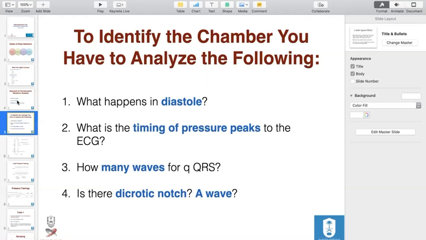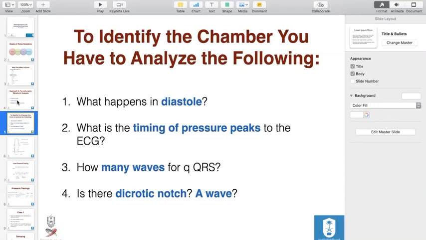Second, once you analyze the waveform by identifying the rhythm, the wave, and the correlation between the two, then you want to see what chamber we are analyzing. You're going to answer four questions. One, you want to see what's happening in diastole in the pressure tracing. If you see an upslope, horizontal, or downslope pressure tracing, that's going to tell you how to differentiate between arterial, ventricular, and atrial, which we're going to see in the next slide.